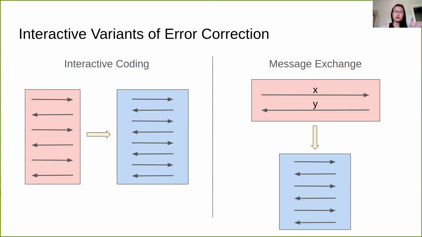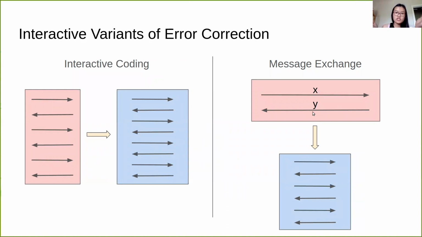So that was interactive coding: you take a protocol and you convert it to another protocol. I wanted to mention another variant of error correction, which is interactive, called message exchange. In the message exchange protocol, Alice has an input X and Bob has an input Y, and they just want to send their inputs to each other.